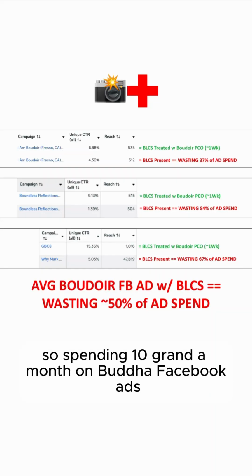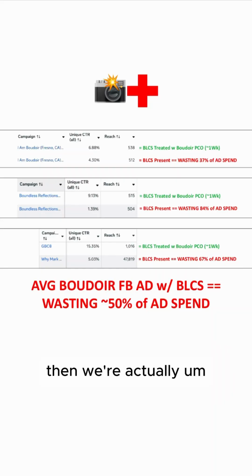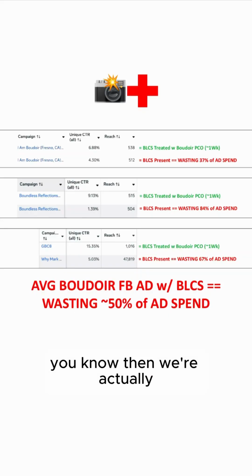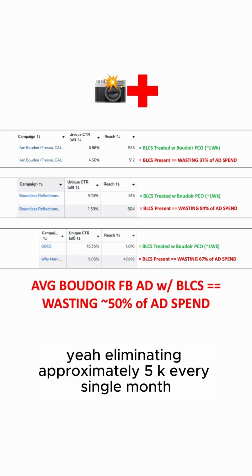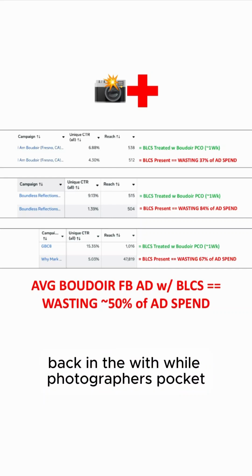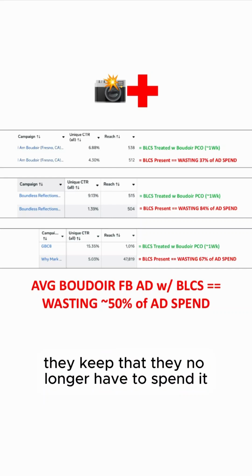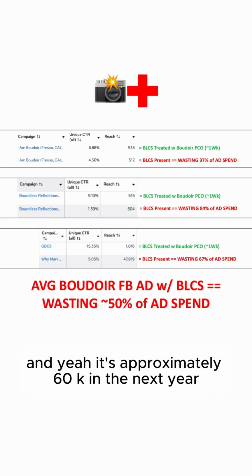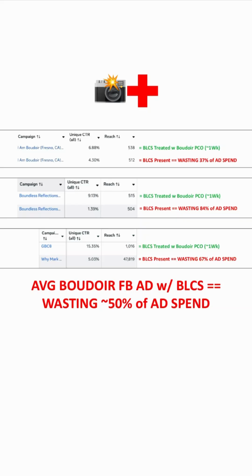So spending 10 grand a month on Boudoir Facebook ads, then we're actually eliminating approximately 5K every single month back in the Boudoir photographer's pocket. They keep that, they no longer have to spend it. And it's approximately 60K in the next year.